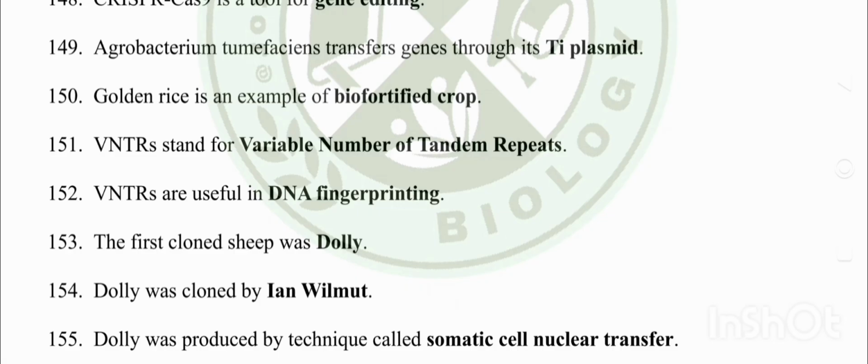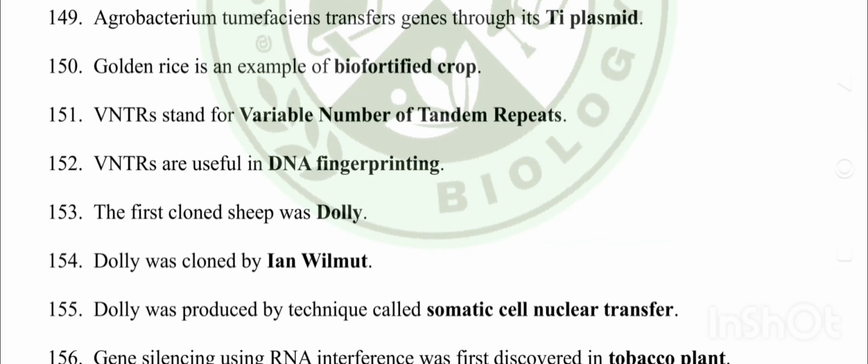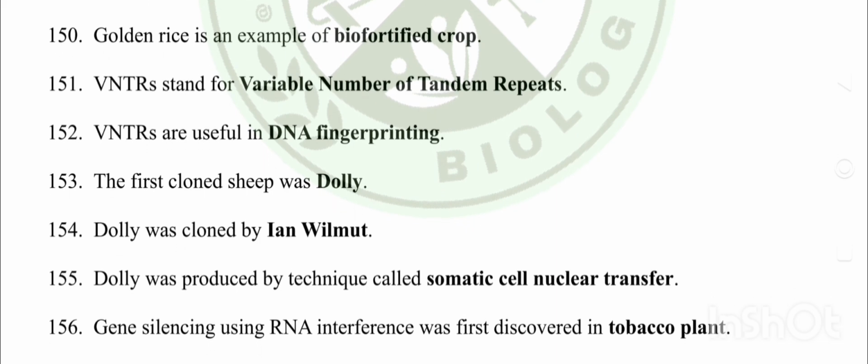151. VNTRs stand for variable number of tandem repeats. 152. VNTRs are useful in DNA fingerprinting. 153. The first cloned sheep was Dolly. 154. Dolly was cloned by Ian Wilmut. 155. Dolly was produced by technique called somatic cell nuclear transfer.